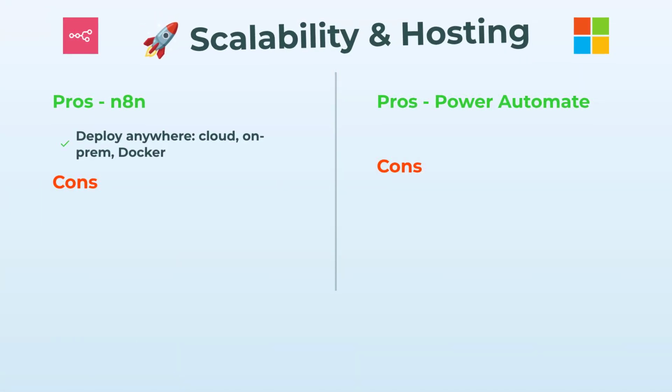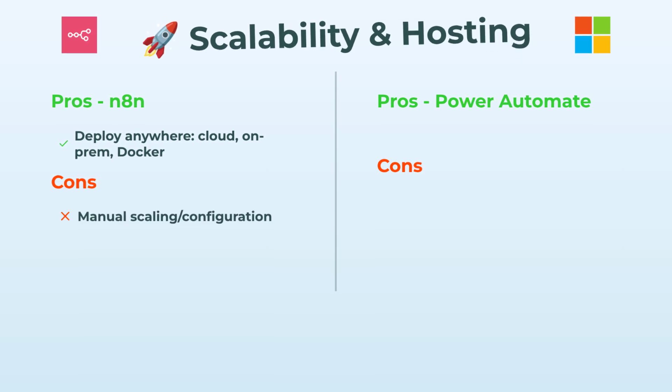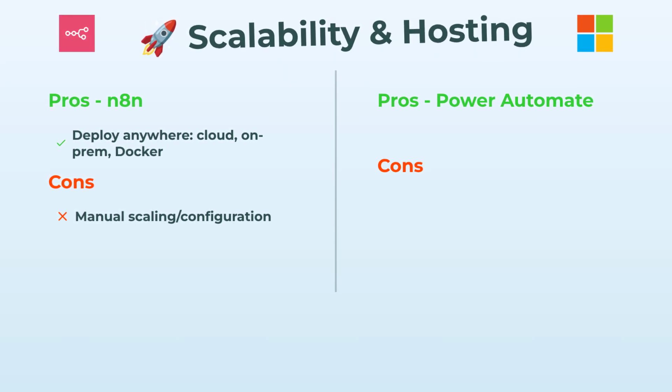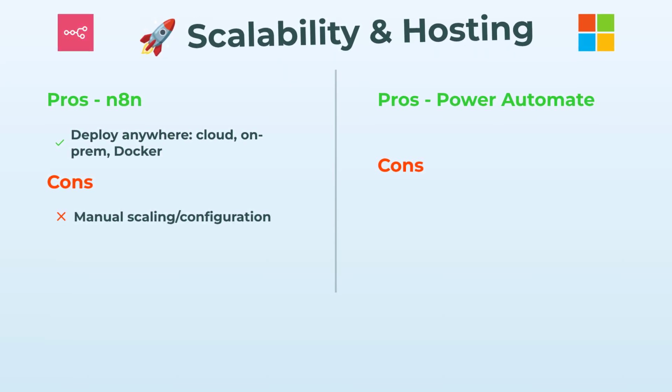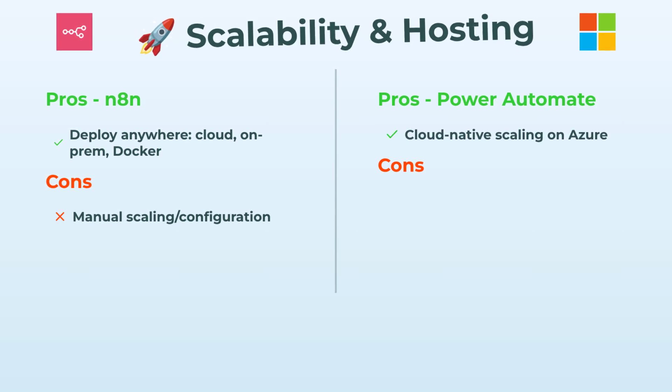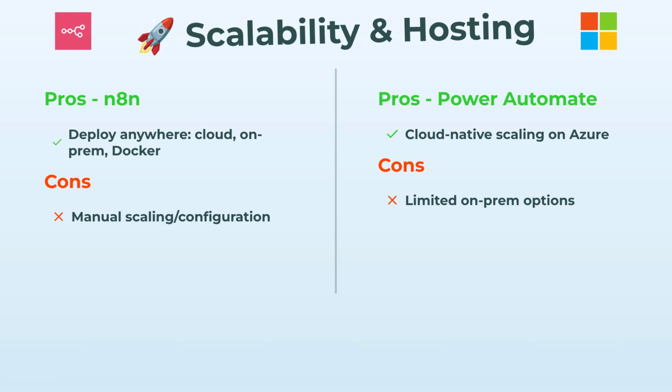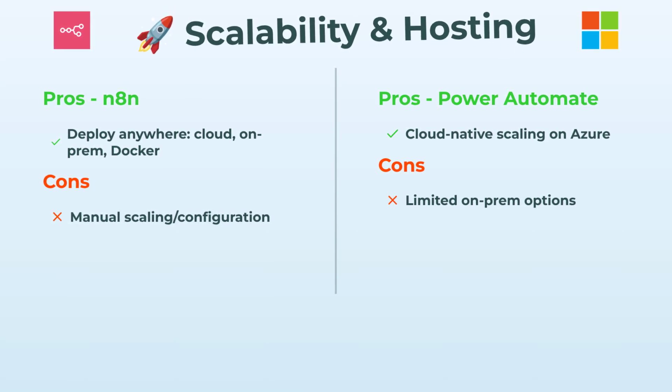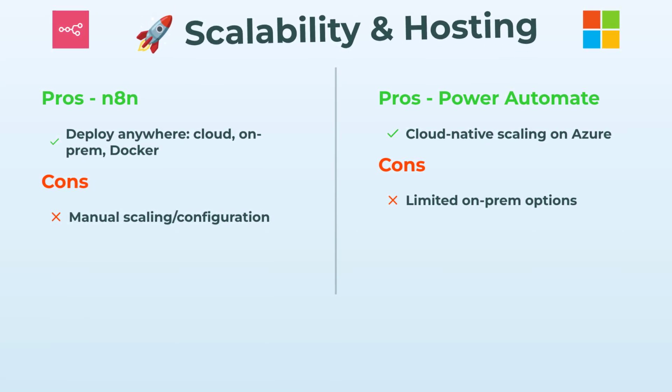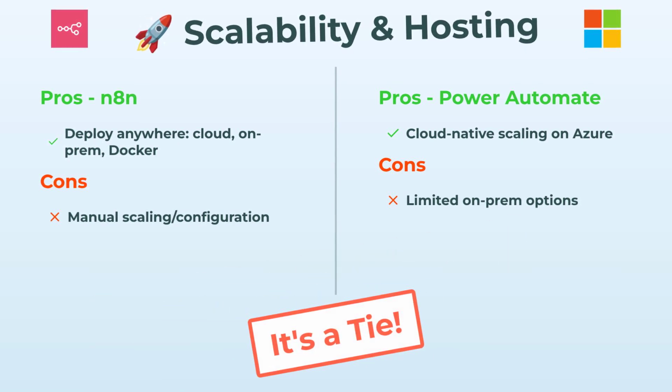Scalability and hosting. Alright, this one's surprisingly close. n8n, deploy it anywhere: cloud, on-prem, Docker, go wild. Only catch is you'll be doing a bit more manual setup and scaling yourself. Meanwhile, Power Automate is cloud native, so if you're on Azure, it grows with you pretty much automatically. On-prem? Yeah, not really Microsoft's happy place. This round, I gotta call it a tie. Both have their perks, both have their quirks.